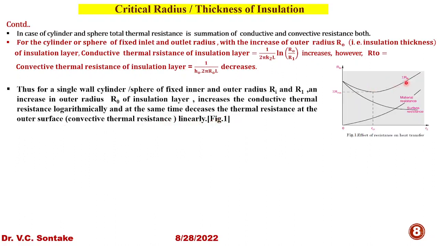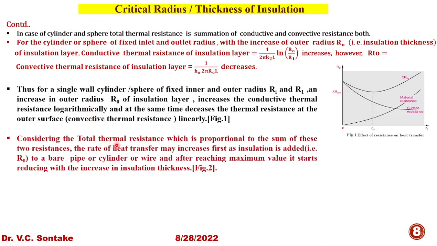As we can see in figure 1, with the increase of this radius ro, the convective resistance or surface resistance decreases, whereas the conductive thermal resistance or the material resistance increases. And depending upon which one predominates, total thermal resistance first decreases and then increases. So this is the point which is of our interest. What is that point at which total thermal resistance is minimum? Before this it is decreasing, and beyond this it is increasing. That we need to find out.